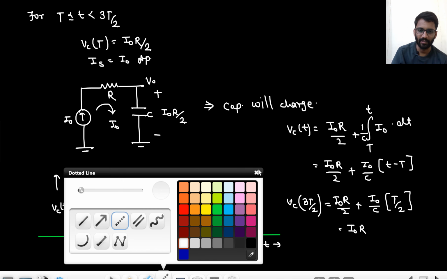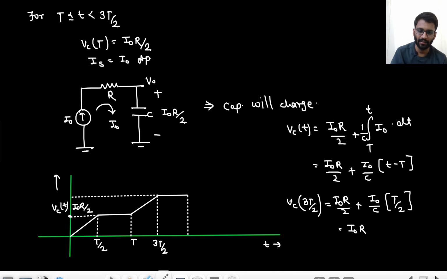Then what will happen after that? Again it will charge, and how much voltage will it develop? I naught R by 2, right? This voltage developed is I naught R by 2. Here also, how much voltage was developed? I naught R by 2. So even if there is some initial voltage, that's not a matter of concern if there is constant current. So this constant current will give the capacitor I naught R by 2 amount of voltage in each T by 2 time. And for this time, it is remaining at the same voltage because the input is gone.